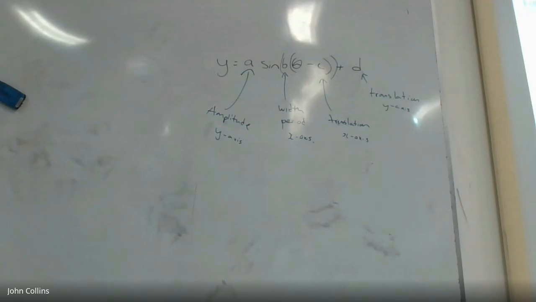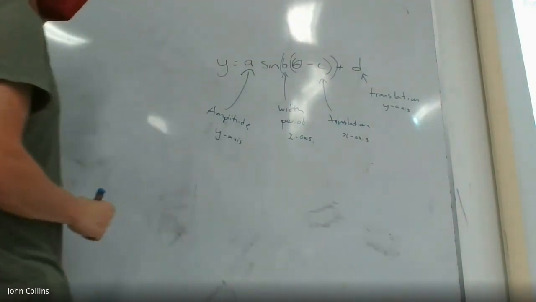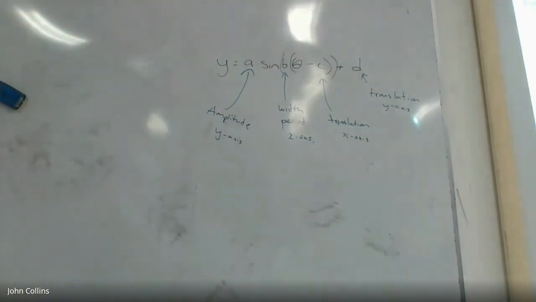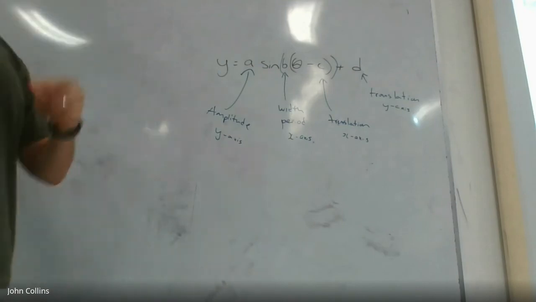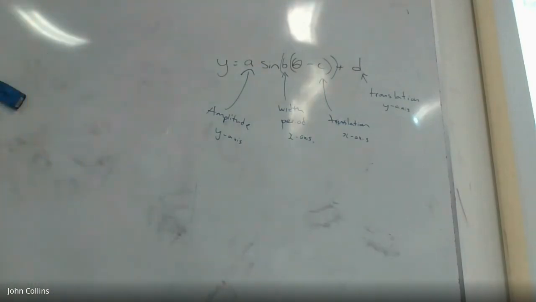The amplitude is the absolute value of A. It made that a little bit complicated. If A was -3, the amplitude would be 3. That's what it's saying. Multiplying by -3 will flip it across the x-axis, but it'll still reach that highest point of 3, just a bit later.